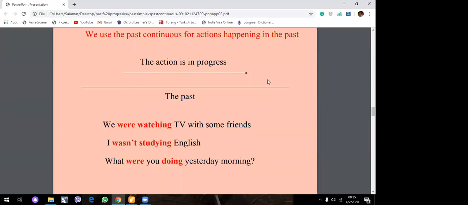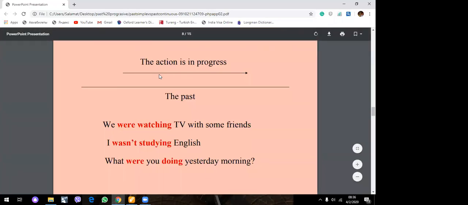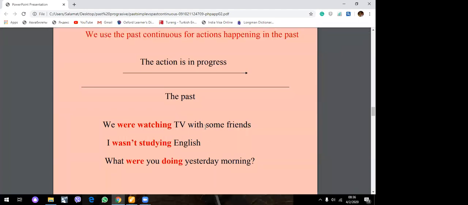Before it started until it finished, we give information in the past continuous tense. Okay. The action is in progress. The action was going on, not finished. We were watching TV with some friends. Okay, we started before and we didn't finish yet. That's why we use past continuous tense.